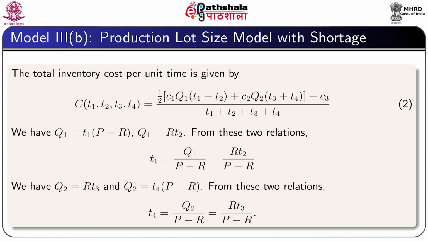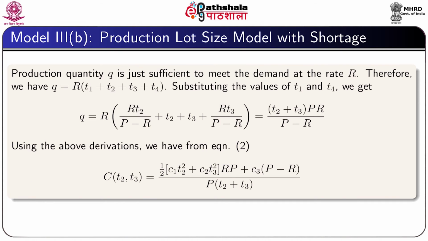Therefore, initially the average total cost was a function of 4 variables T1, T2, T3, T4. Now, it becomes a function of 2 variables T2 and T3. The production quantity Q is just sufficient to meet the demand at the rate R. Therefore, we can write Q is equal to R into (T1 plus T2 plus T3 plus T4).